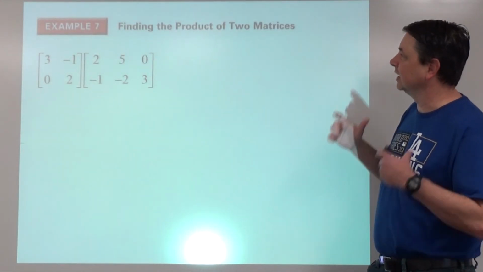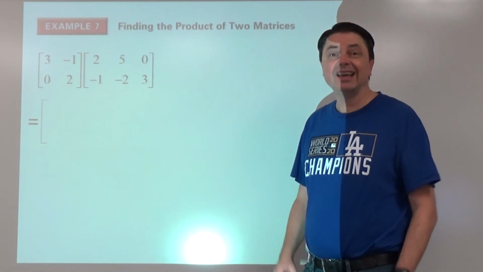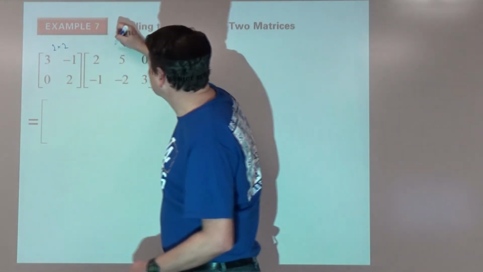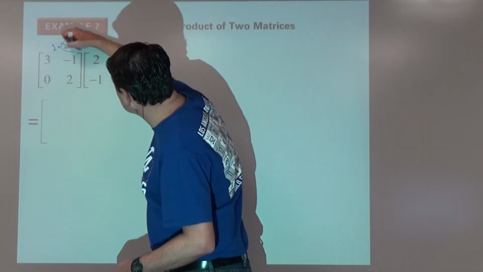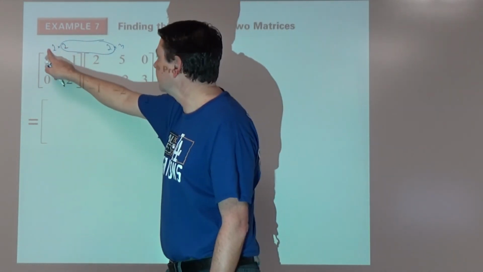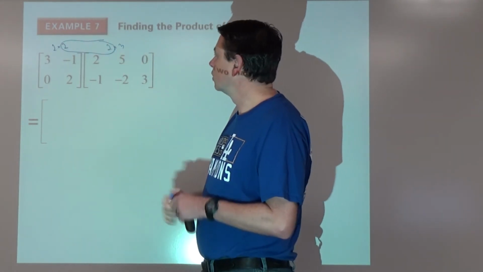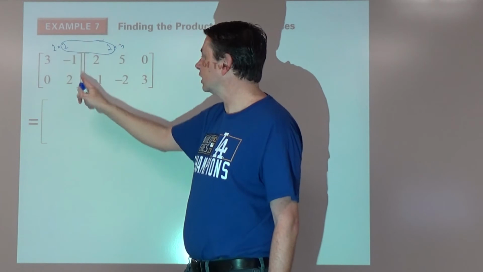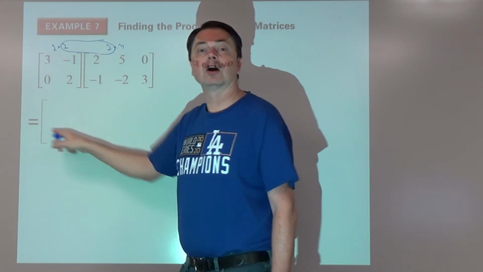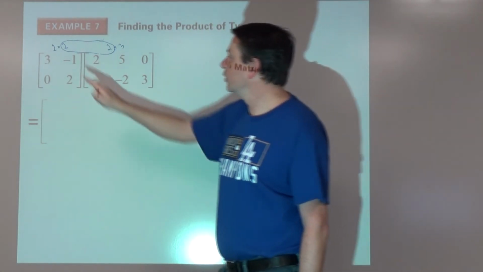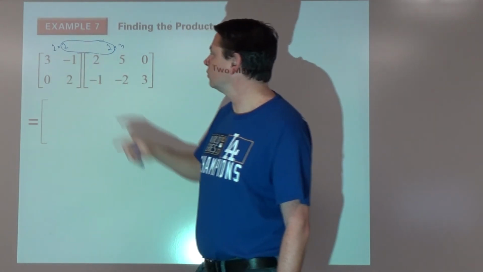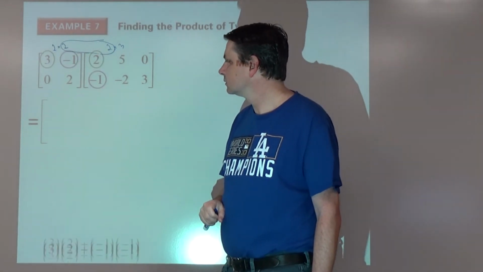So example number 7. Can we multiply these two matrices? Yes, we can. We have a 2 by 2 multiplied by a 2 by 3. Those match up. So that tells us that our product matrix is going to be a 2 by 3. So we're going to take the first row here, match it up to the first column. First row, first column creates our entry in the first row and the first column. We would multiply first and first, second and second, and add them together. So 3 times 2, negative 1 times negative 1, and add them together.